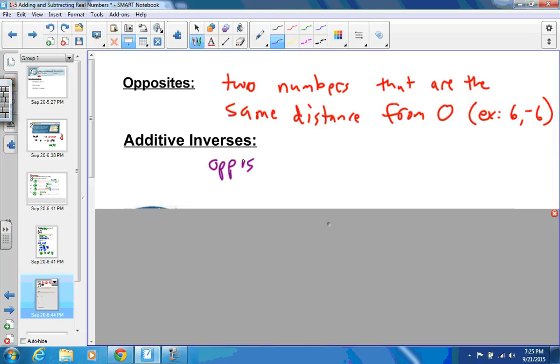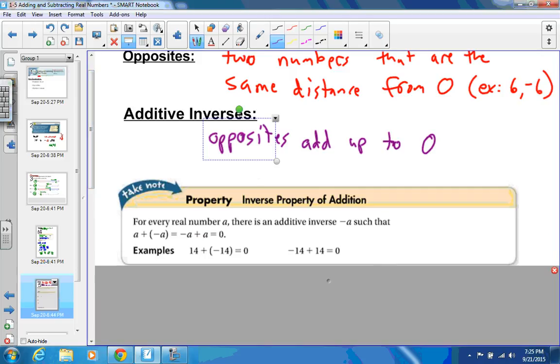if you add them, opposites add up to 0. If you add negative 6 and positive 6, you're going to get 0. Any time you add opposites, you will get 0. That's important to know. So we're going to use that now with subtraction a little bit.